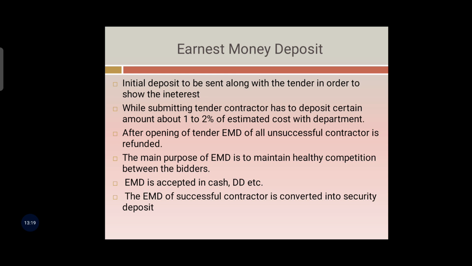If the earnest money is not refunded, there will be unnecessary more competition, and contractors having no good financial position also take part, thereby resulting in delay in completion of the work, okay. This amount does not carry any interest. If the successful contractor fails to commence the work awarded to him, then his earnest money is forfeited to the government, okay. So earnest money is accepted in cash, DD, etc., okay. So this is your earnest money deposit.